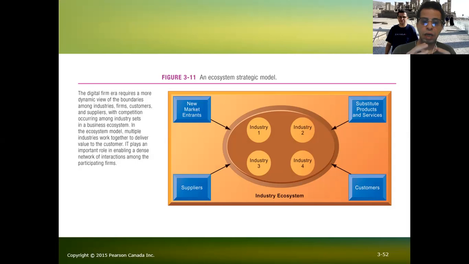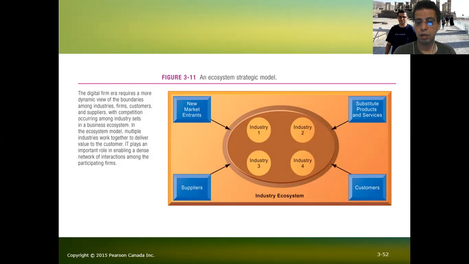So in the ecosystem model, multiple industries work together to deliver value to the customer. They can be different companies working together. IT plays an important role in enabling and densifying the network of interaction among the participant firms. You can see that in the fashion industry. You can see that in the IT industry. Most of the clothing is produced in Vietnam, Bangladesh, or Turkey, and it is an international product, which is supplied in Western Europe or North America. That's pretty strong. And it is produced by a third party, sometimes overseas.